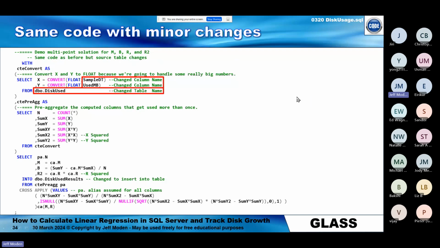And that's not so bad, but I wish Microsoft would say, you know what, metadata needs to be able to be variable, and that would be really nice. The only other thing that changed was this INTO. We wanted to save our disk results here so that we could save the M, the B, and the R squared. Everything else is exactly the same as our 5-point example. All righty. Any questions here so far?